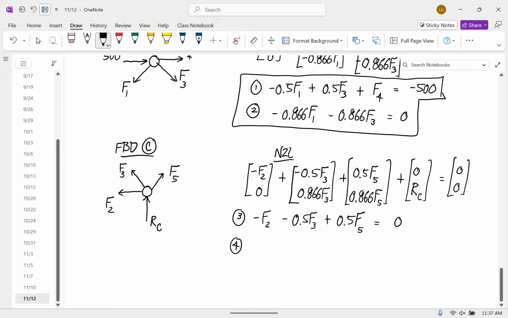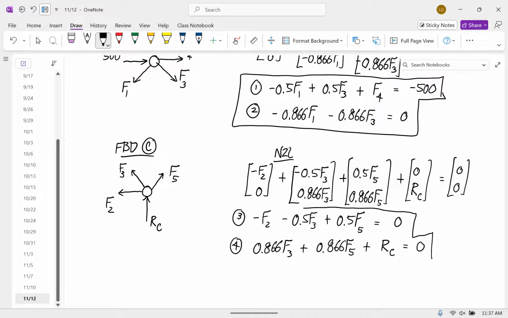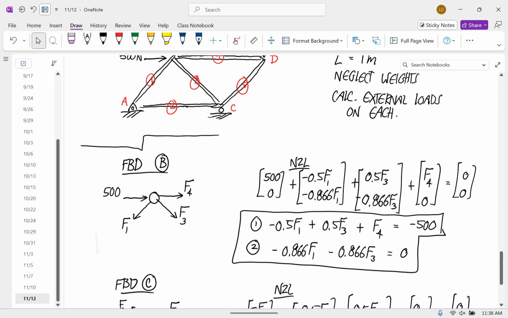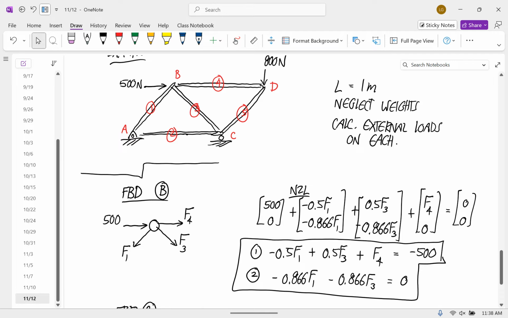And my fourth equation says 0.866 F3 plus 0.866 F5 plus RC is equal to 0. Notice that we could probably get a, yes? How do you get 0.5? That's just the geometry. That's cosine and sines of 60 degrees. Yep.